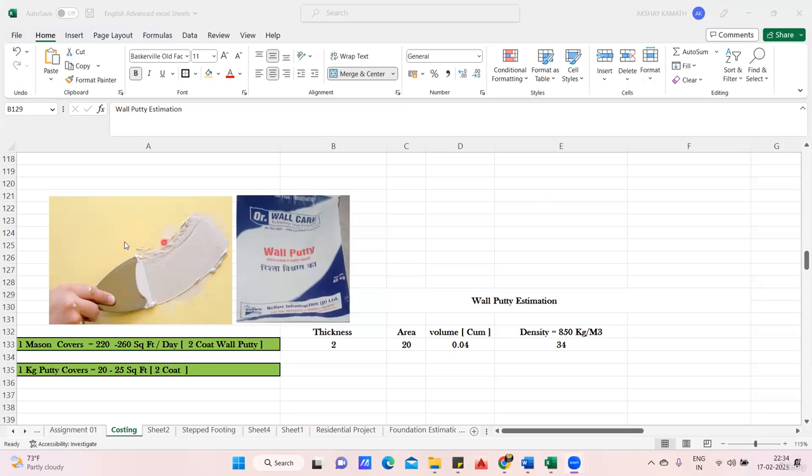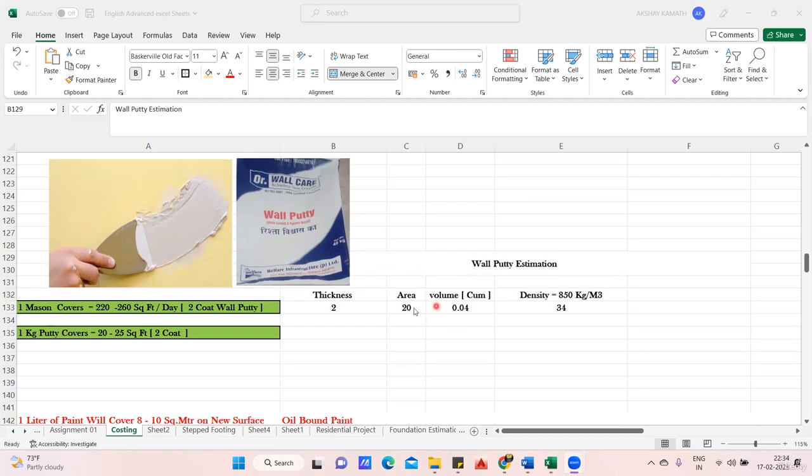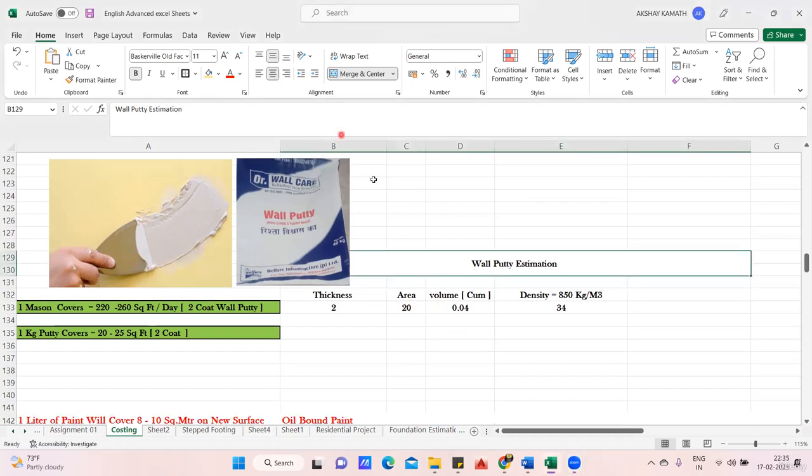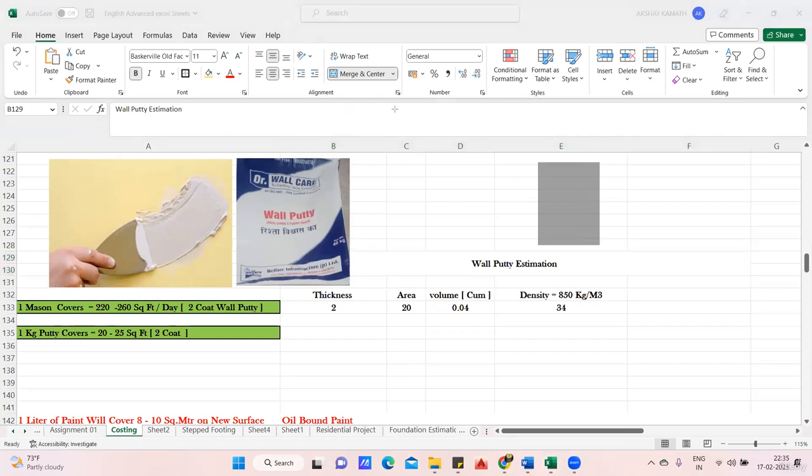If there is any undulation in the plastering, with the help of wall putty we can make it a smooth surface, and then if you paint it, your paint consumption will go down, right? Good. So now how do you find it? For example, let us consider I have one wall. I'll draw a wall here. Let us say the area of this wall is 20 square meter.